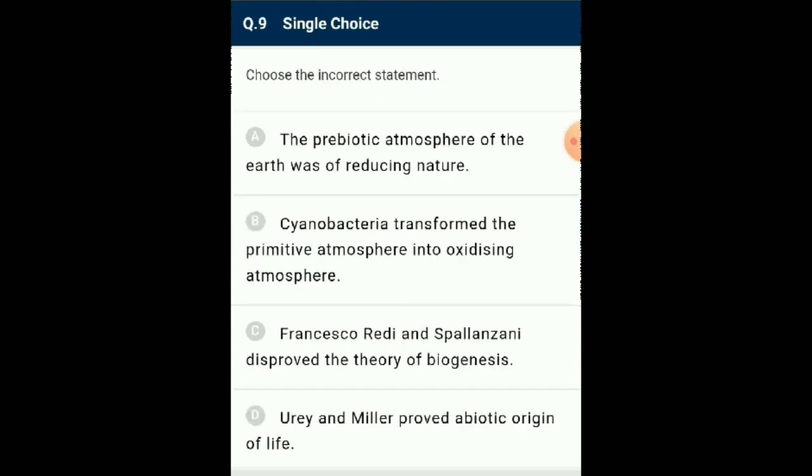Question number 9. Choose the incorrect statement. Here four statements are given. Biogenesis is any process by which life forms are produced from earlier life. This theory discards the theory of spontaneous origin or abiogenesis proposed by Aristotle. Francesco Redi and Lazzaro Spallanzani, through their classic experiments, independently disproved the theory of spontaneous generation. The very early environment had an absence of oxygen, so it was reducing in nature. Gradually, cyanobacteria evolved and made the environment oxidizing in nature. This was due to the oxygenic photosynthesis performed by these primitive prokaryotes. So the answer for this question is option C. Francesco Redi and Spallanzani disproved the theory of biogenesis.